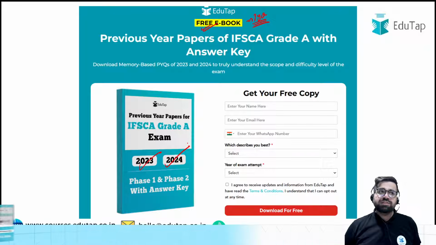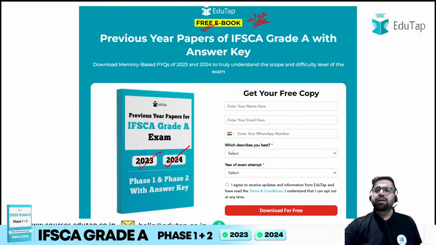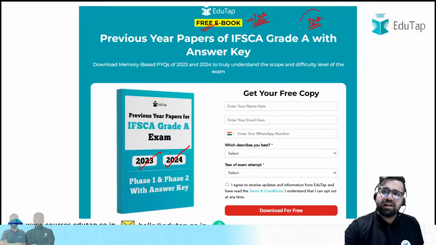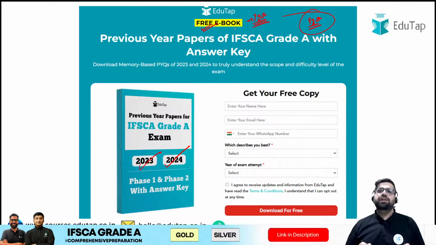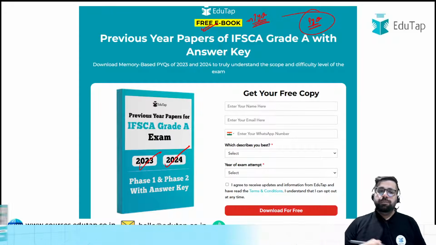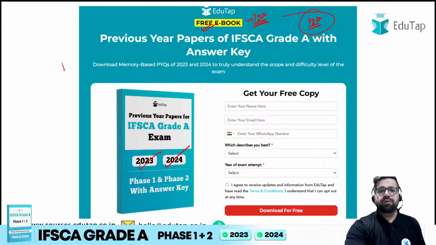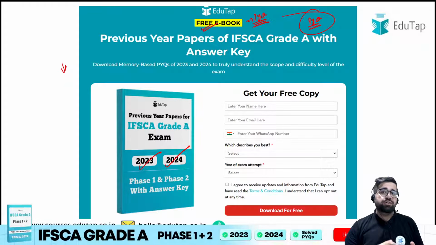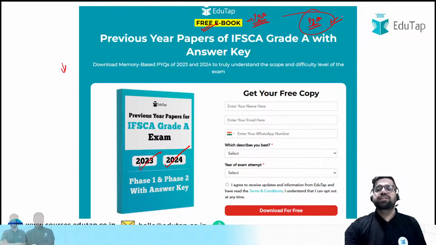Now you might ask me why this ebook is important. Definitely because you will get to know what level of PYQs is there in the IFSC Grade A. You have to analyze these previous year questions so that you can make your study plan accordingly. Right, for example, commerce and accounts, costing, you have the components of finance and management also, but to what level you have to study, what is the depth in which you have to study these components, this you can only answer once you analyze the previous year questions.